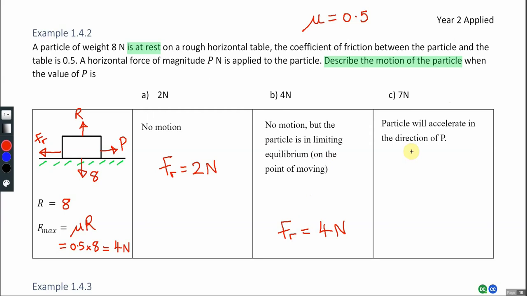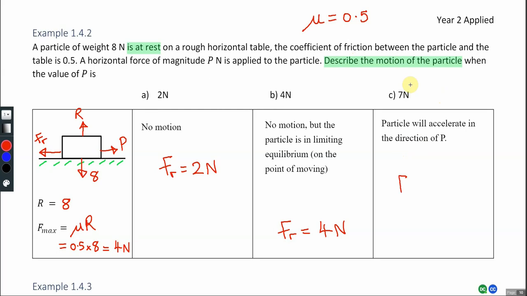Okay, so part C, if P is 7 newtons, friction cannot equal that. So there will be an imbalance, there will be a resultant force, and the particle will accelerate. Very important we use that word. Don't just say the particle will move. The particle will actually accelerate in the direction of P.